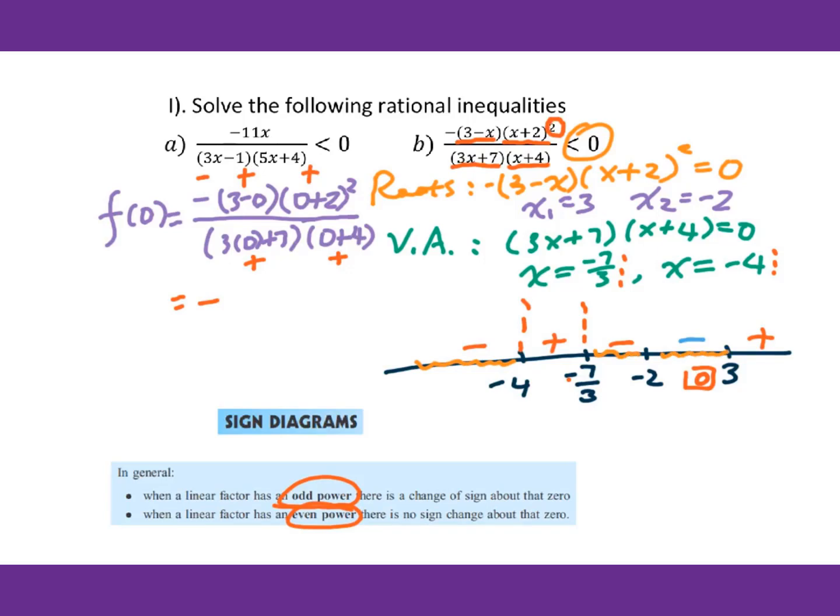So we write down the solution like this: from -infinity to -4, union set with -7/3 to -2, union set with -2 to 3.